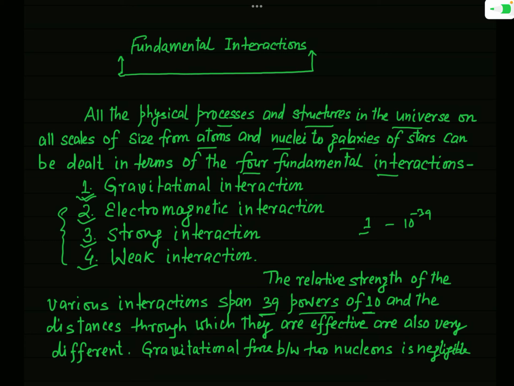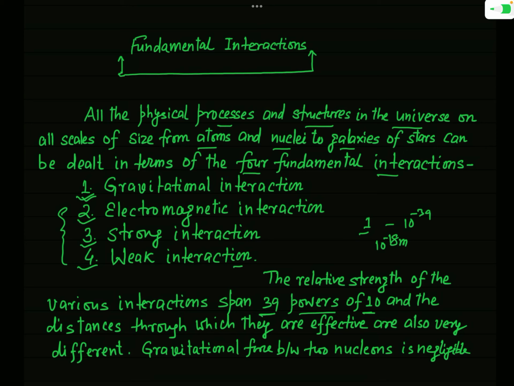Again, it is seen that all these interactions depend on distance. But how? We will see that among these four fundamental interactions, some are short range forces and some are long range forces. For example, the weak interaction is a very short range force. It will be effective only when the distance between the interacting particles is of the order of 10 to the power minus 18 meter. Only then will this weak interaction be effective.